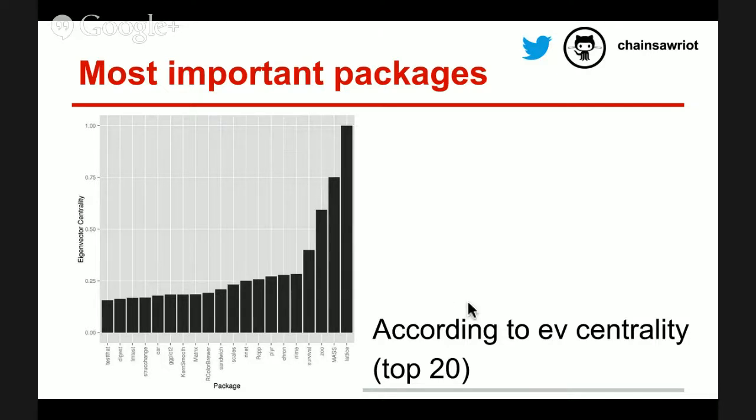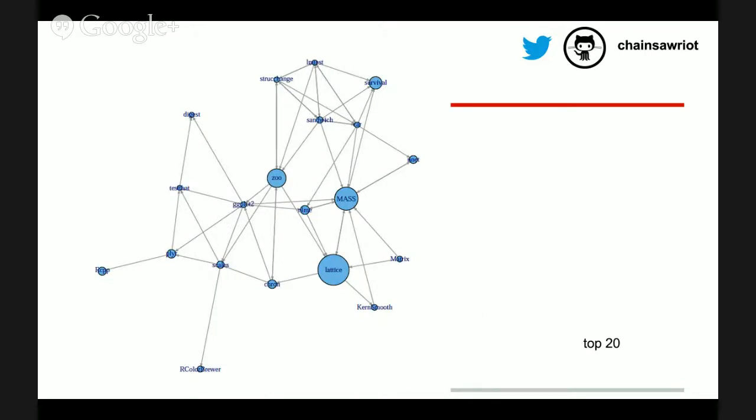And if you plot, actually there is a function in igraph called induced_subgraph. You can extract a subgraph from the big graph of 5,000 nodes. And I just induced a subgraph of only the top 20. And then I get a graph that looks like this. And the size of the nodes is the eigenvector centrality. So you can see that lattice and MASS and survival, visually, are important packages, right?